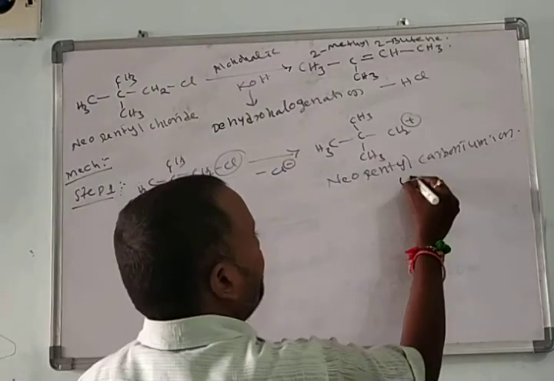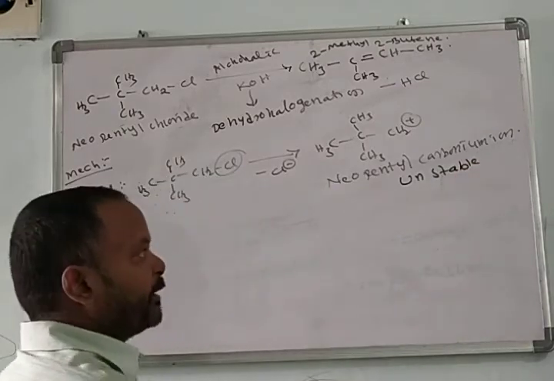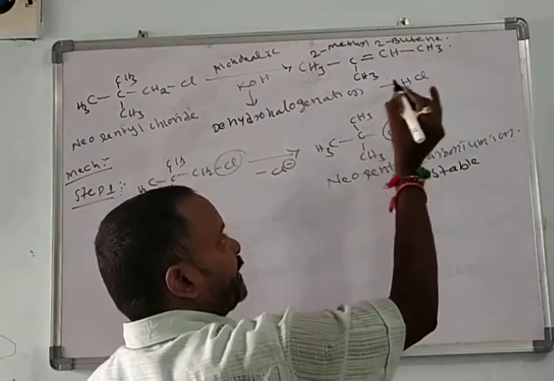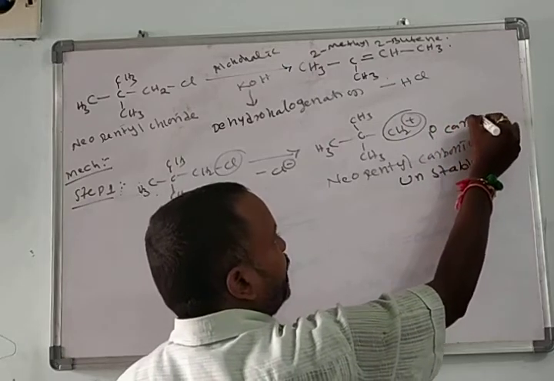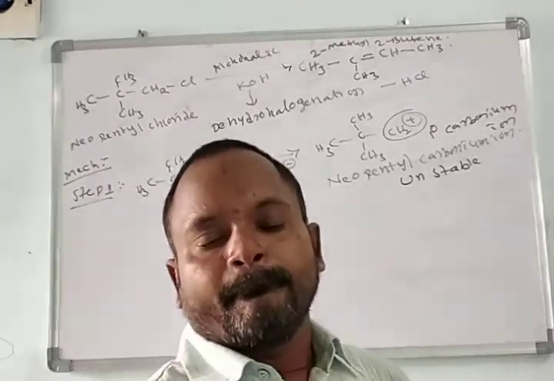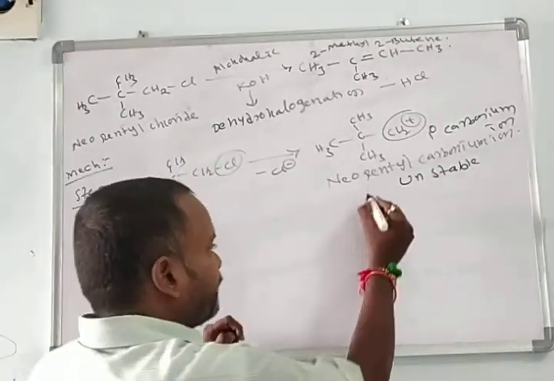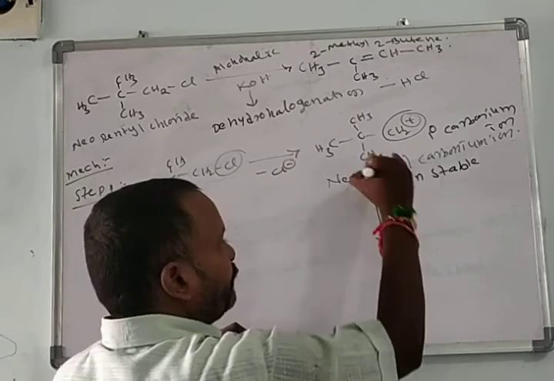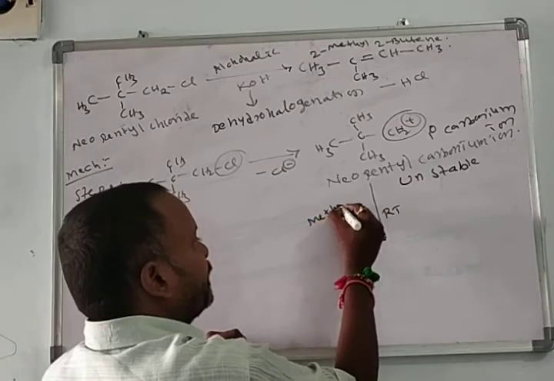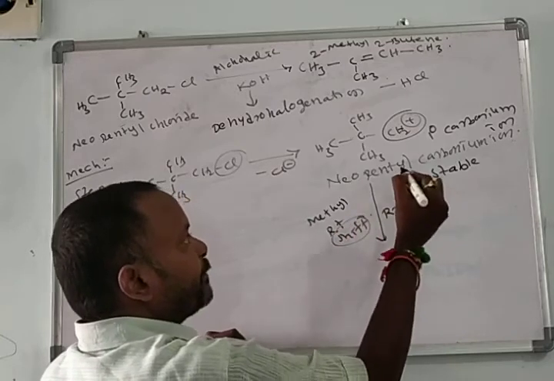This is unstable. It is a primary carbonium ion. The positive charge is attached to only one carbon atom directly, so we call it a primary carbonium ion. Already we know primary carbonium ions are unstable. Primary carbonium ions are less stable than secondary, and secondary are less stable than tertiary. At room temperature it converts into a tertiary carbonium ion by a methyl shift, or methyl rearrangement.